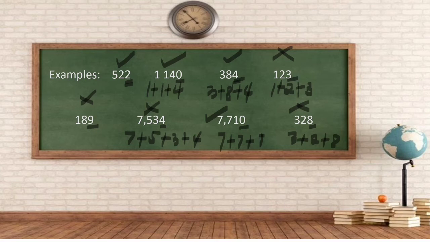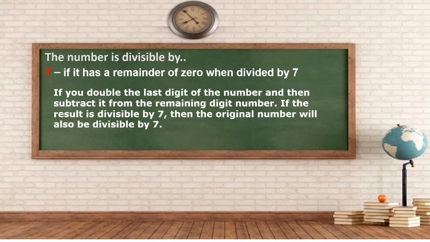Okay, another rule. The number is divisible by 7 if it has a remainder of 0 when divided by 7. Or if you double the last digit of the number and then subtract it from the remaining digits. If the result is divisible by 7, then the original number will also be divisible by 7. Okay, we have here some examples.